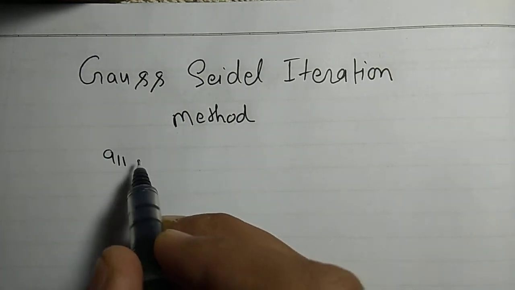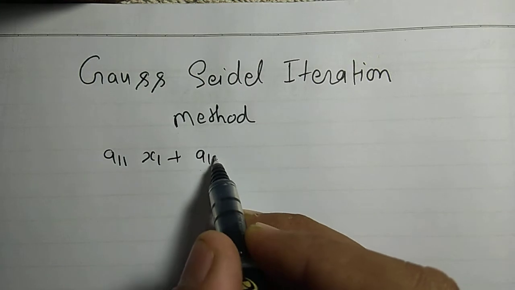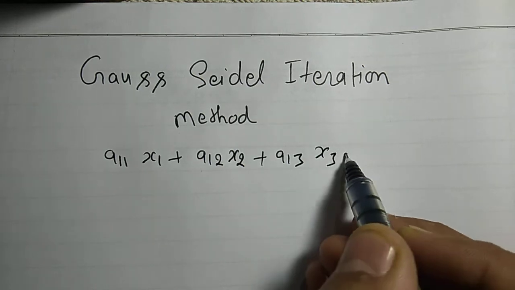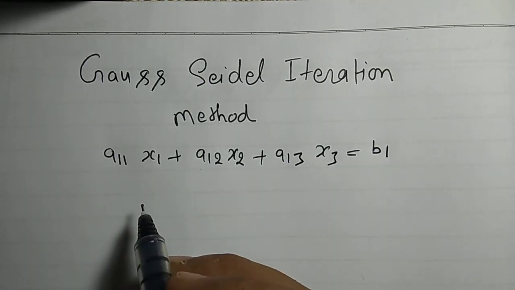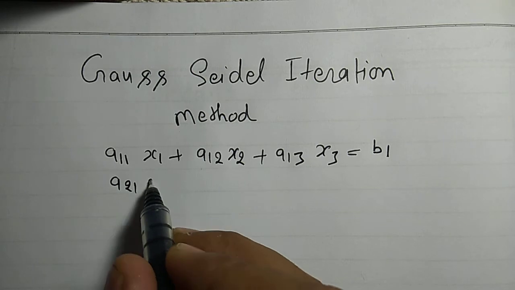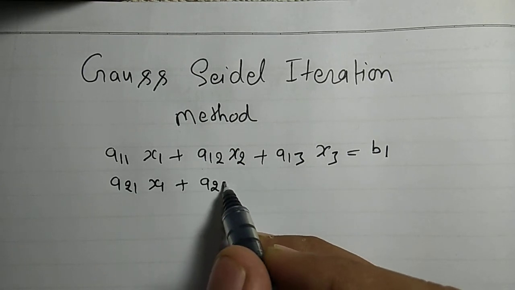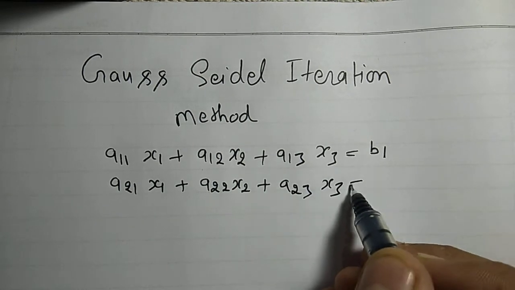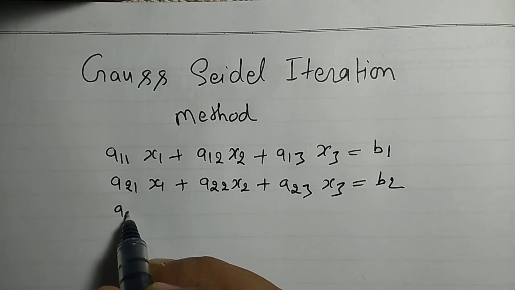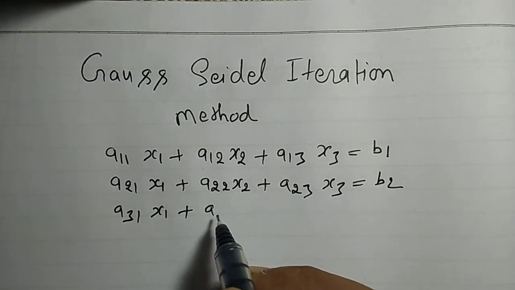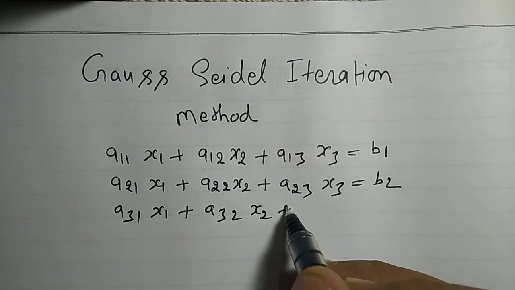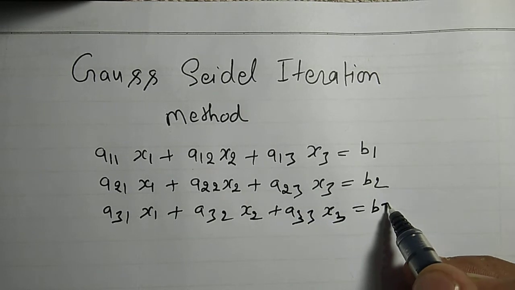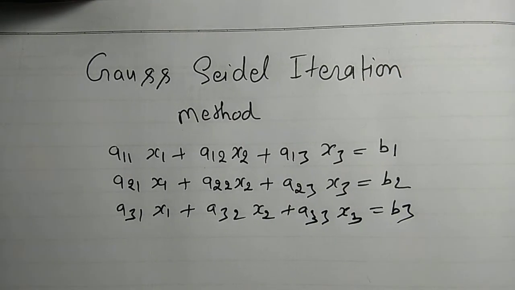Let us have this: a11 x1 plus a12 x2 plus a13 x3 equal to b1. This is the first linear equation. a21 x1 plus a22 x2 plus a23 x3 equal to b2, and a31 x1 plus a32 x2 plus a33 x3 equal to b3. So here we have three equations and three unknowns.